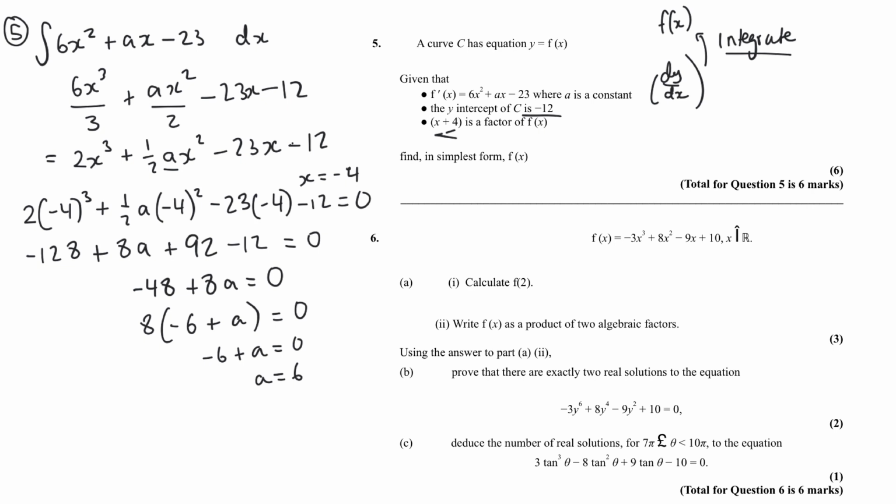So then the final formula will be 2x cubed plus, so rather than writing a half times 6, a half times 6 would be 3. So then plus 3x squared minus 23x minus 12. So that is what f of x is equal to.